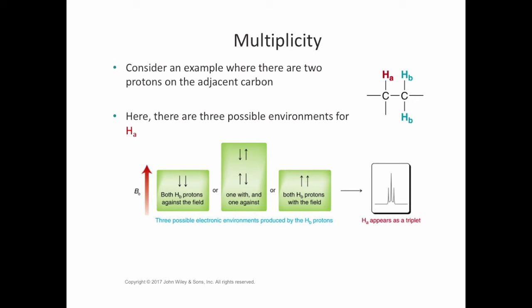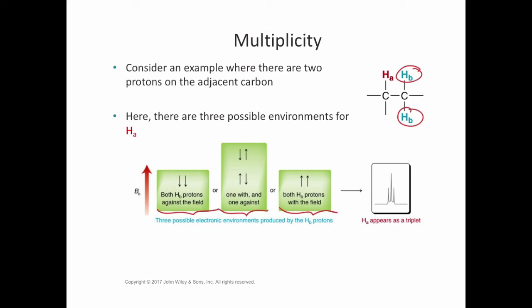Now let's consider the example from the point of view of HA, where it has 2 neighboring protons, HB. So here HB, there's two of them, and they're both blue, so they are chemically equivalent to each other and will give rise to one signal. Now HA will be coupled to both HBs. However, there are three different scenarios that HA could experience. Both of the HB protons could be aligned against the field. One could be aligned with the field and one against, or both could be aligned with the field.